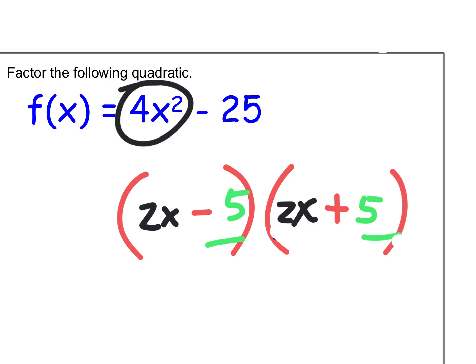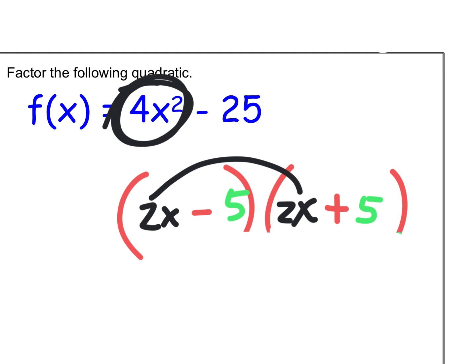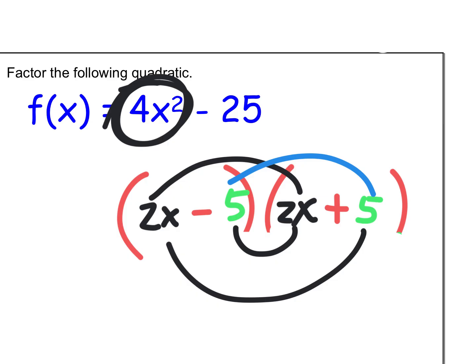Now, until now, there's no way to really know if you're right. You probably think you did it right, but how do you check it? You go 2x times 2x makes 4x squared. Yay, it's working. Inside and outside make negative 10x and positive 10x, and they cancel, which is kind of weird. But that's what we want, actually. And then that makes negative 25. Yay, it worked.